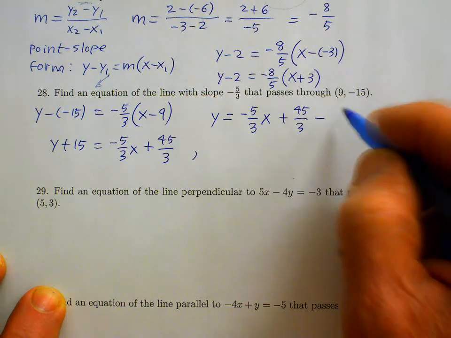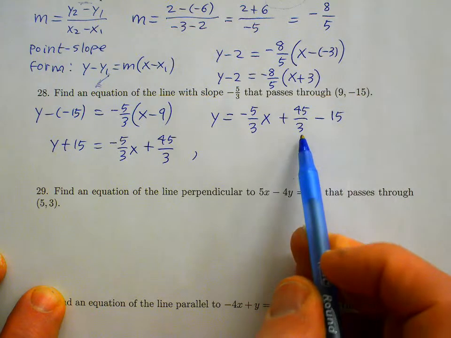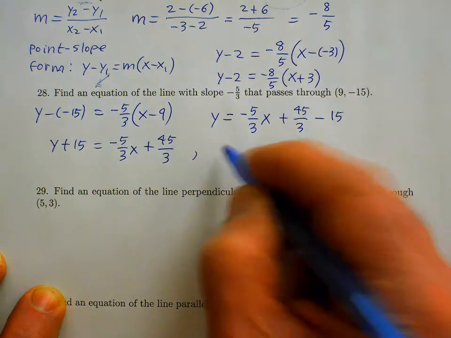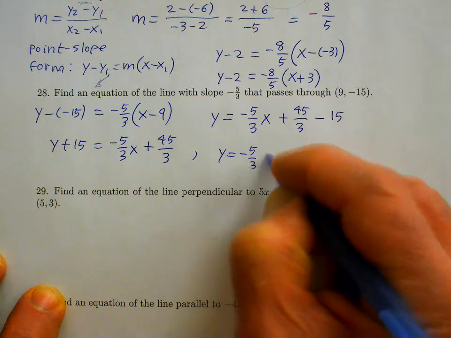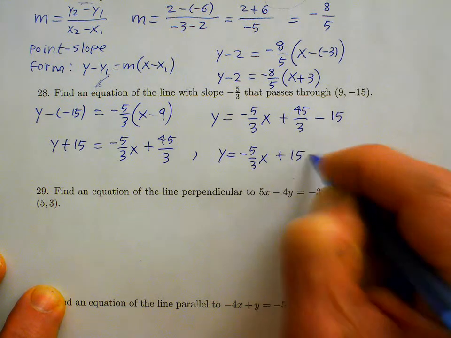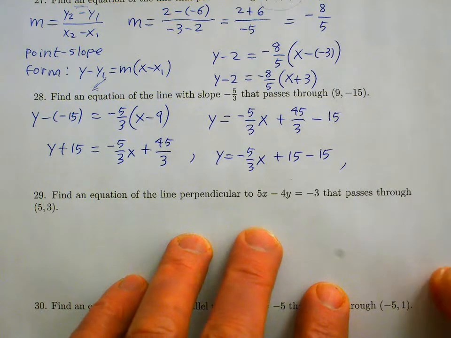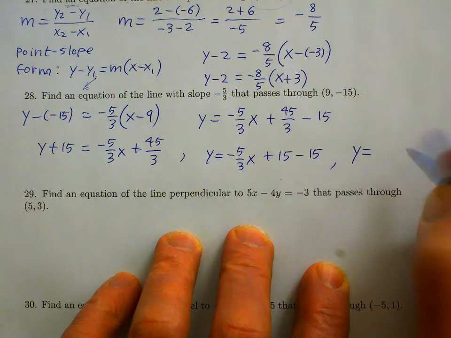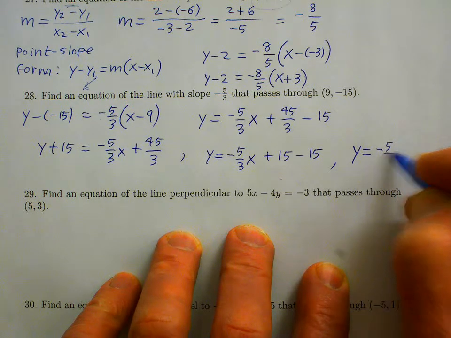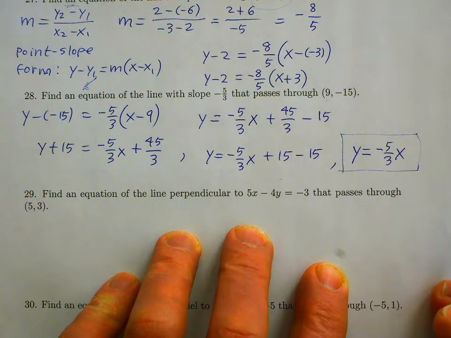Well, there's a couple of ways we could proceed, but I'll just simplify 45 divided by 3 first. What's 45 divided by 3? Yeah, it's 15. So I'm writing more than is really necessary, but plus 15 minus 15 is 0. So our equation is y equals negative 5/3 times x. That's the equation in slope-intercept form.